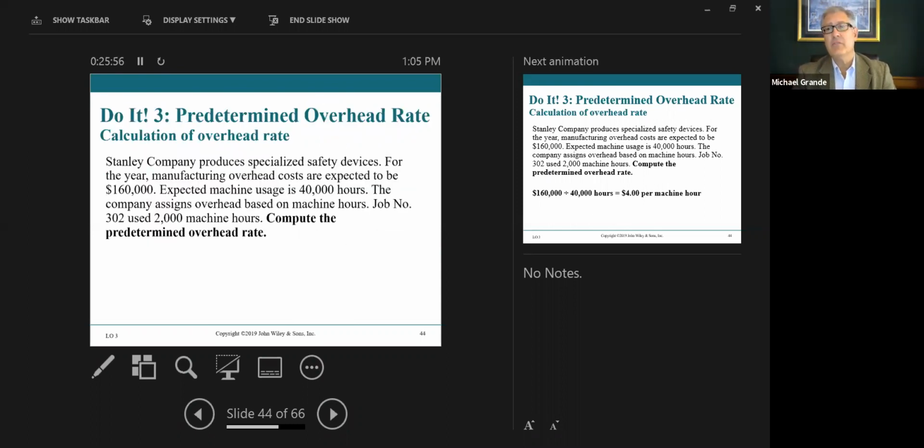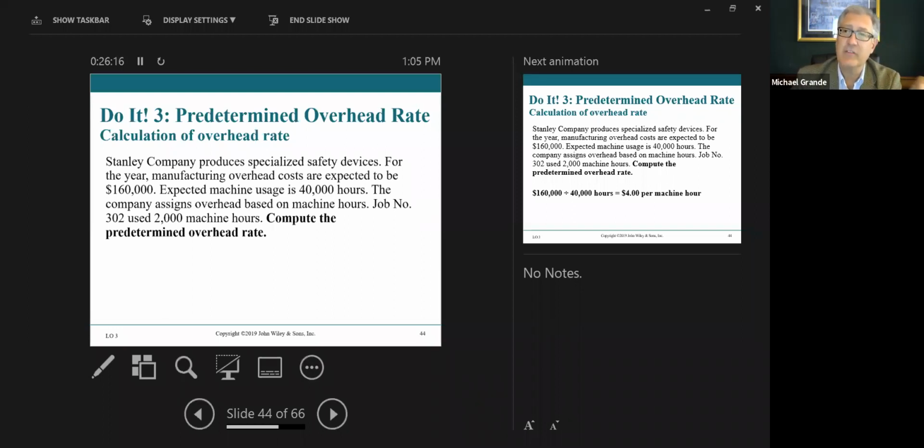Stanley Company produces specialized safety devices. For the year, manufacturing overhead costs are expected to be $160,000. Expected machine usage is 40,000 hours. The company assigns overhead based on machine hours. So this is a little different.